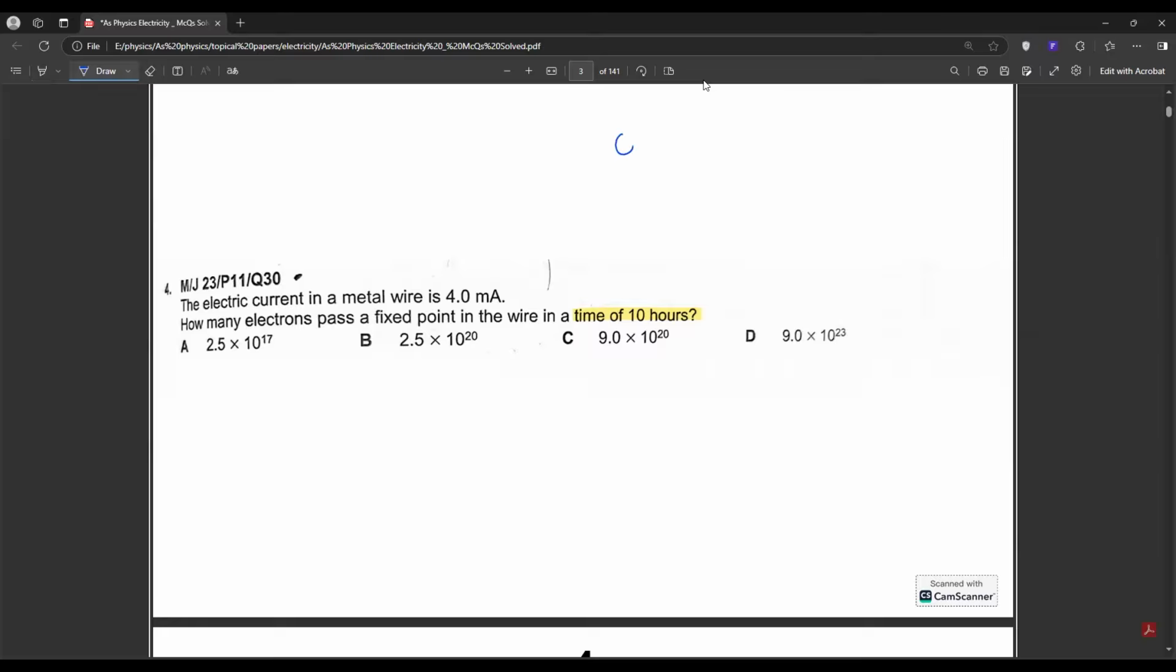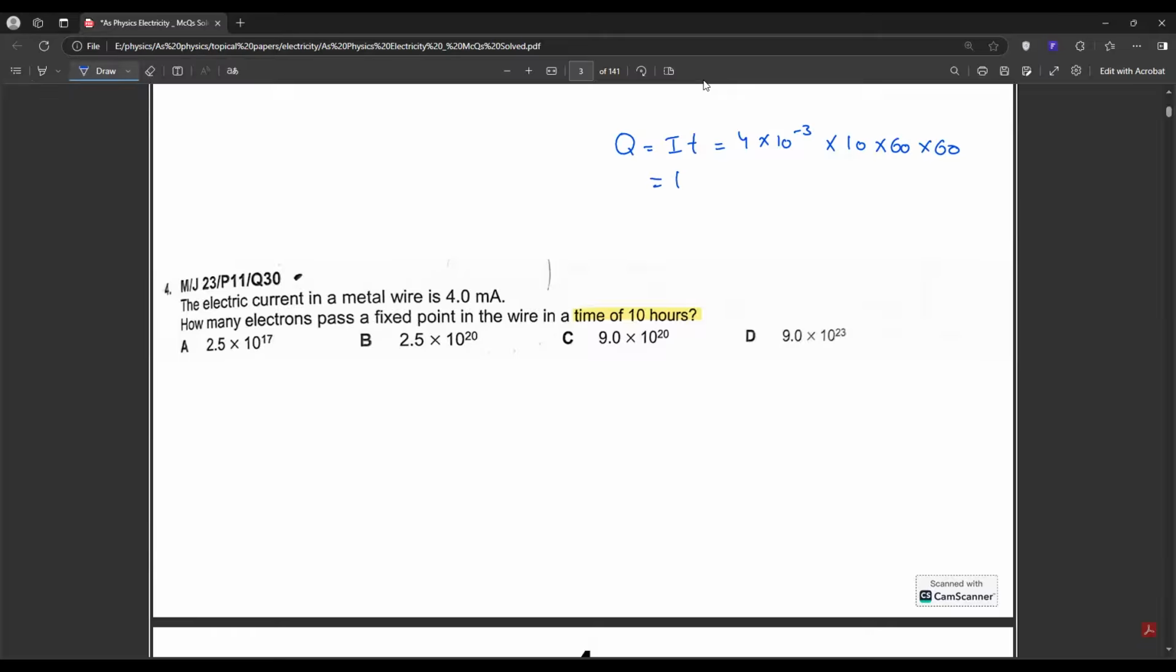What will be the charge? Charge is equal to current into time. What is your current? 4 milliampere, 4 into 10 raised to the power of minus 3, multiplied by the time of 10 hours, that is 10 into 60 minutes into 60 seconds in each minute. Can we calculate this charge? Yes, we can surely do that. This charge comes out to be 4 into 10 raised to the power of minus 3 multiplied by 10 multiplied by 3600, which is 144 coulombs.